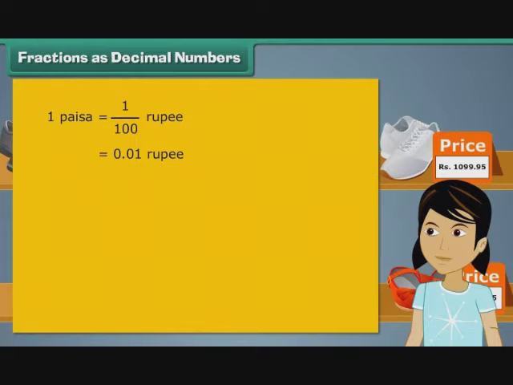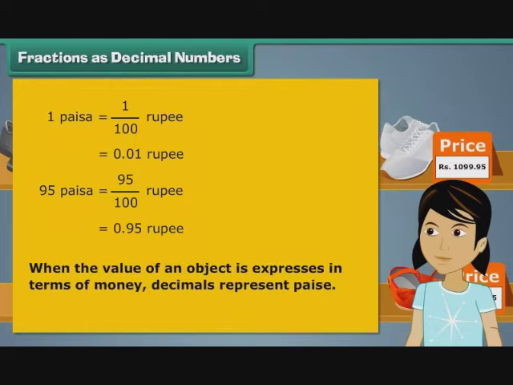0.01 rupee. Therefore, 95 paise form 95 by 100th of a rupee. We can express 95 paise as 0.95 rupee. Therefore, the decimals in the footwear prices stood for paise. When the value of an object is expressed in terms of money, the decimal represents paise.